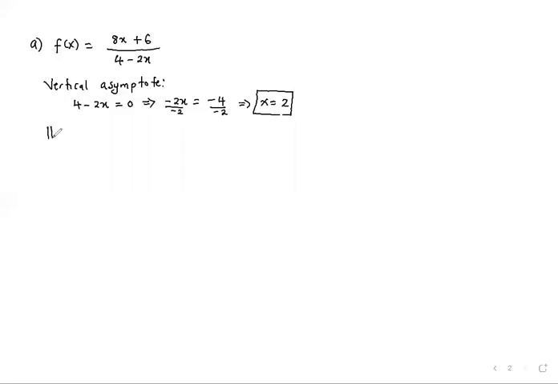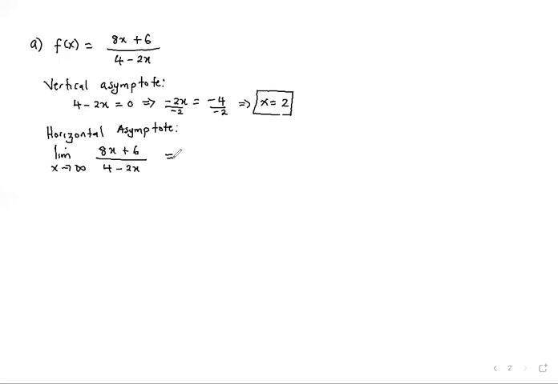Step 2, we get the horizontal asymptote. How? By getting the limit as x goes to infinity of the function f of x, meaning 8x plus 6 over 4 minus 2x. Now, how do we do this? I know we haven't learned this in class, but we are learning here. So how do you do this?